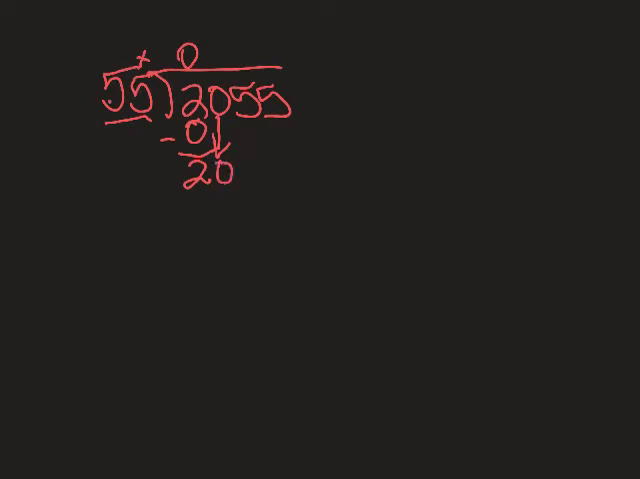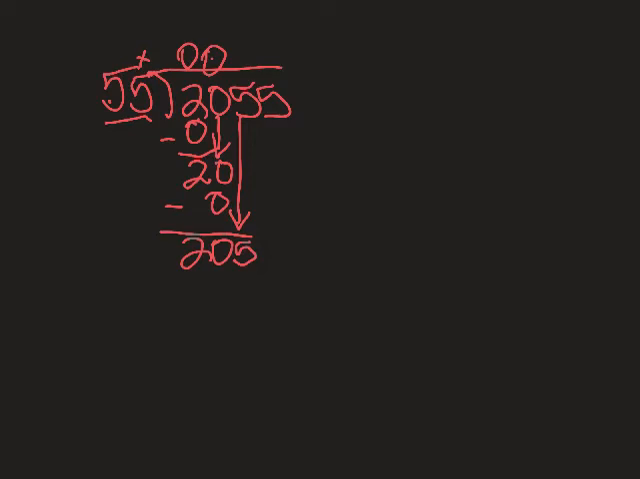55 still won't go into 20. It's too big. So I put a 0. Okay? So now I go 55 times 0, which is still 0. And I get 20. Now I'm going to bring down this 5. Okay? I know that 5 times 4 is 20.